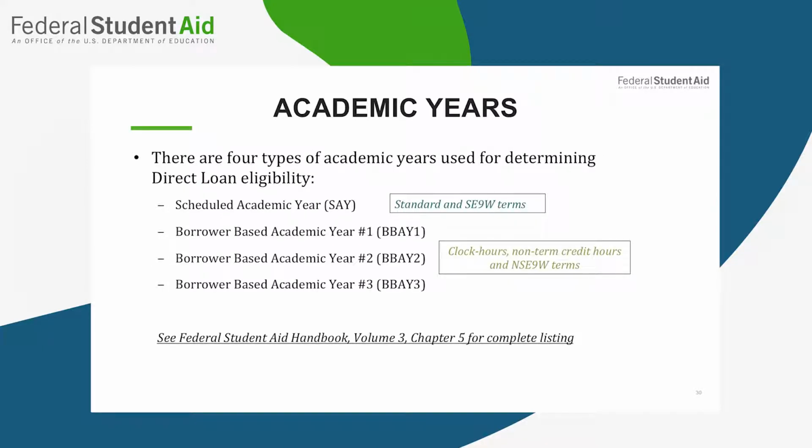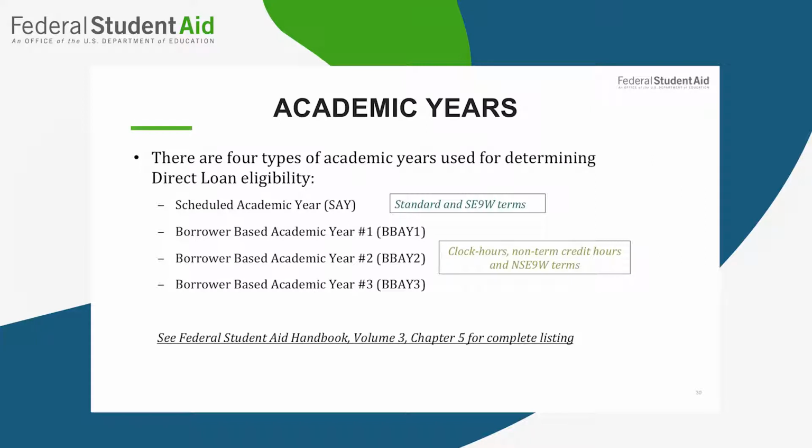When we get into the academic years used to determine or track the student's annual loan borrowing, there's a few different approaches we can take here. One is called the scheduled academic year. That's proper for schools that have standard terms and substantially equal in length and at least 9-week terms. The scheduled academic year simply means that the school year typically starts and ends on roughly the same date every year. But if you work at a different type of school, you can use a borrower-based academic year.